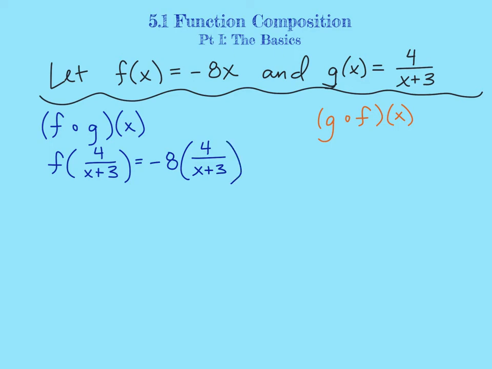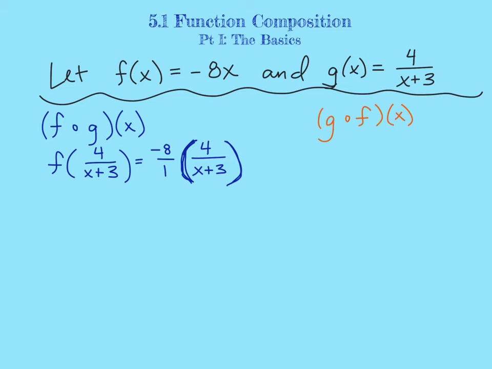Now, if you like to think of negative 8 as negative 8 over 1, I suggest that you rewrite it as that, because whenever we're multiplying fractions, I like to keep it consistent and have everything represented as a fraction. That way, when multiplying two fractions, we multiply straight across the top, straight across the bottom.